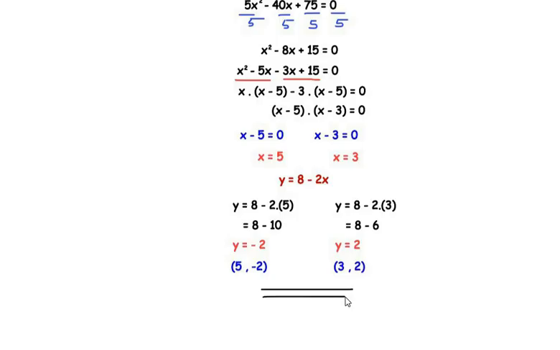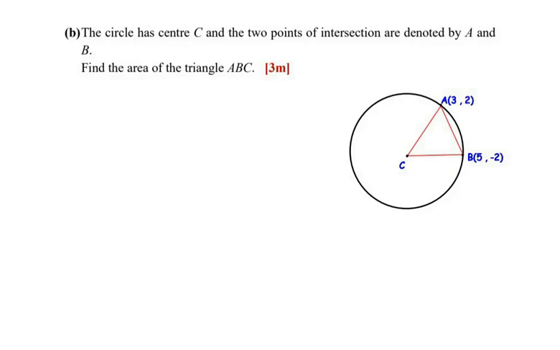Now let us move on to the B sub-question. The circle has center C and the 2 points of intersection are denoted by A and B. Find the area of the triangle formed, that is ABC. Now here I have drawn a rough figure to understand the question well.